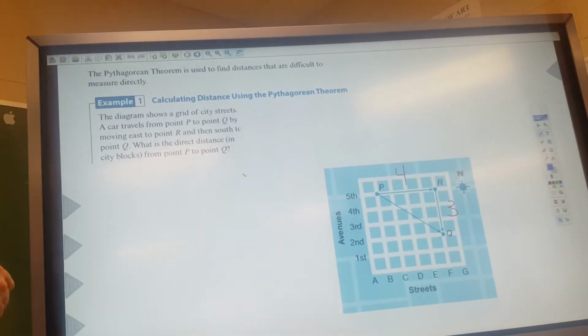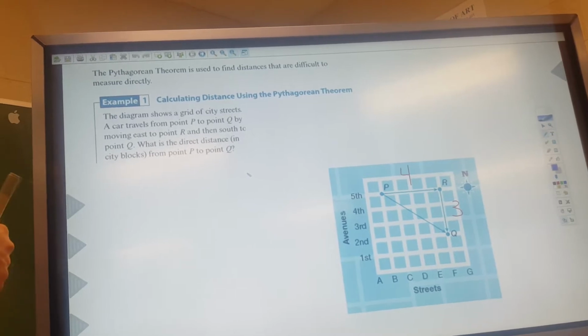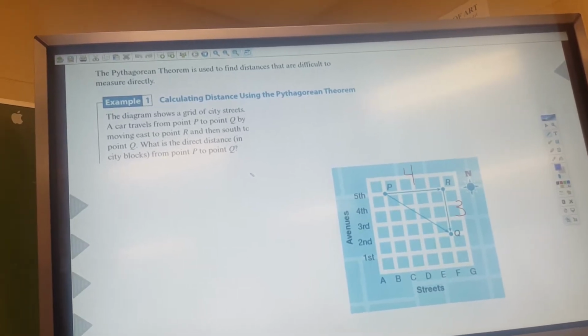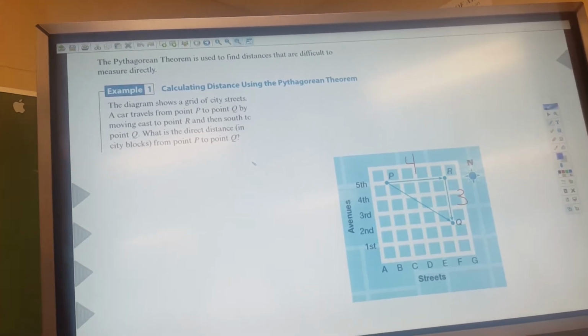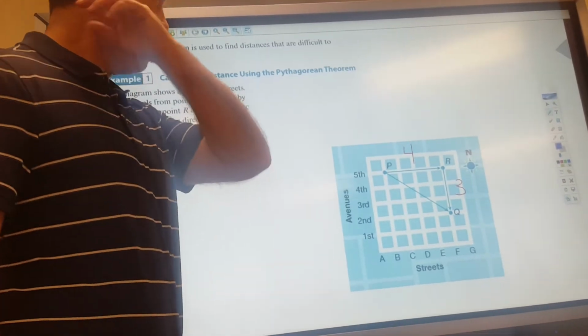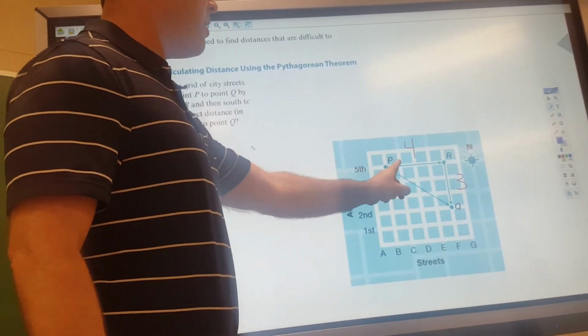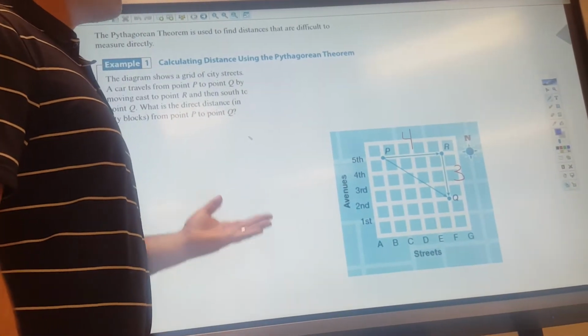So the diagram shows a grid of the city's streets. A car travels from point P to point Q by moving east to point R and then south to point Q. What is the direct distance in city blocks from point P to point Q? All right, so we're looking at our diagram here. We count the blocks over. There's 1, 2, 3, 4 blocks over.